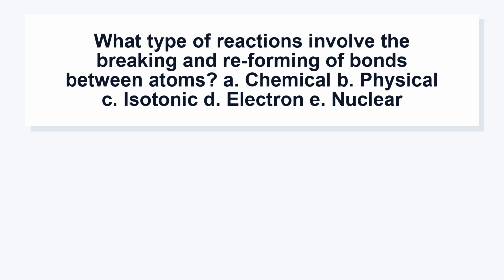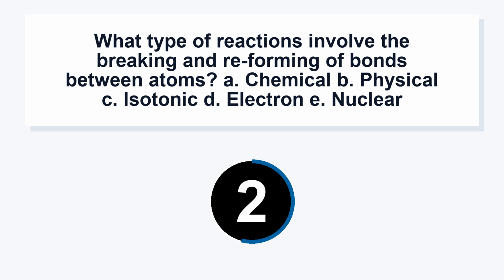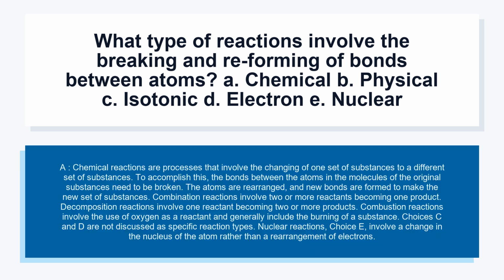What type of reactions involve the breaking and reforming of bonds between atoms? A. Chemical. B. Physical. C. Isotonic. D. Electron. E. Nuclear. A. Chemical reactions are processes that involve the changing of one set of substances to a different set of substances. To accomplish this, the bonds between the atoms and the molecules of the original substances need to be broken. The atoms are rearranged, and new bonds are formed to make the new set of substances.